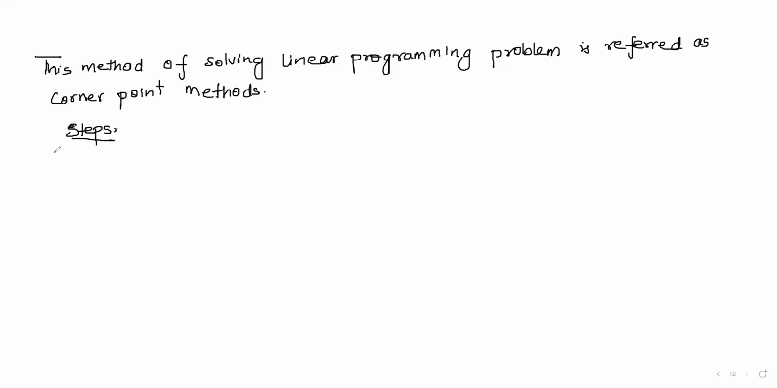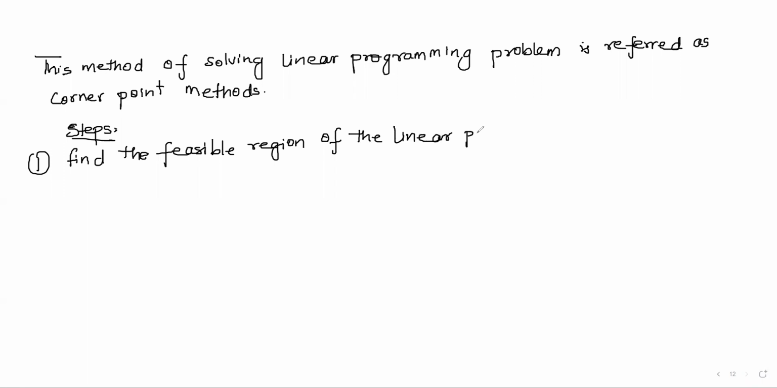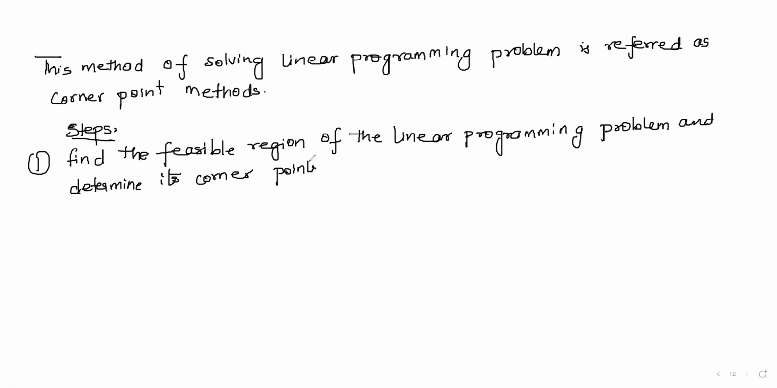The first step is to find the feasible region of the linear programming problem and determine its corner points.